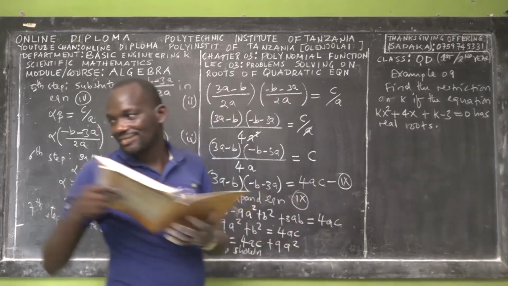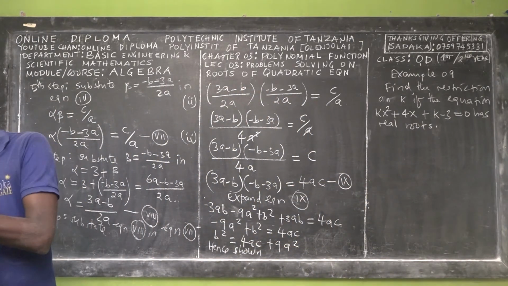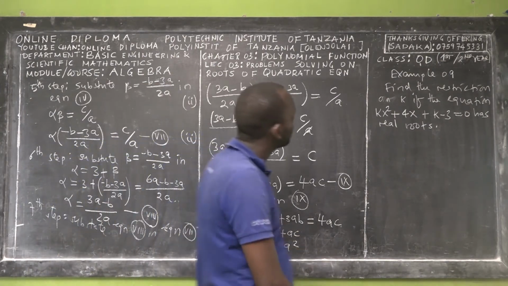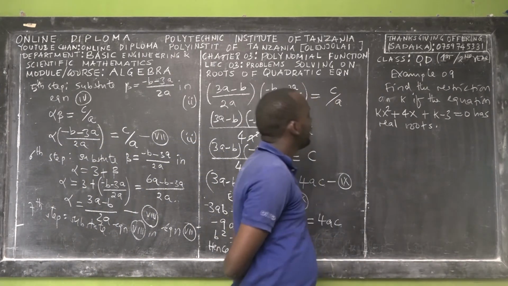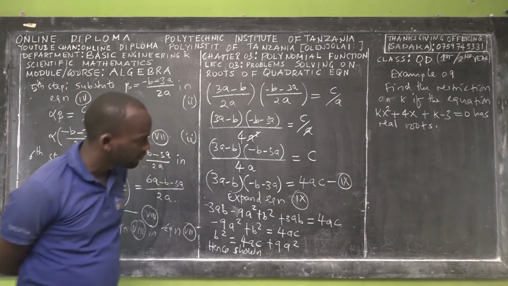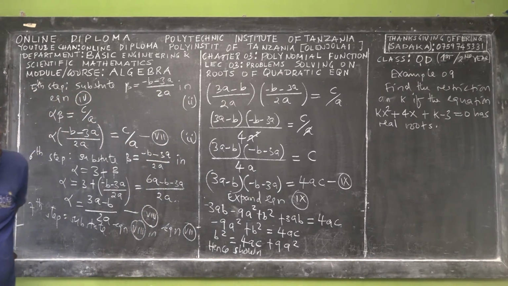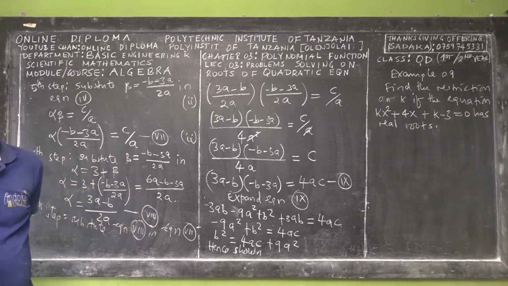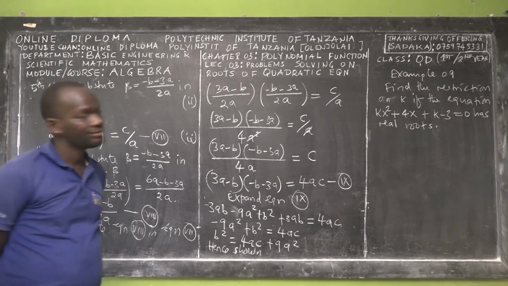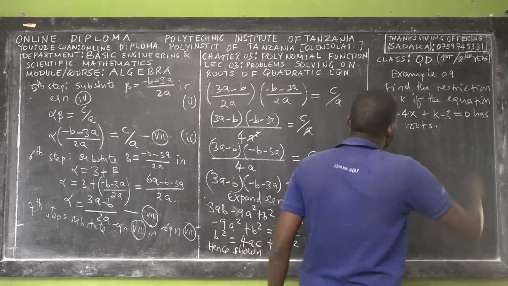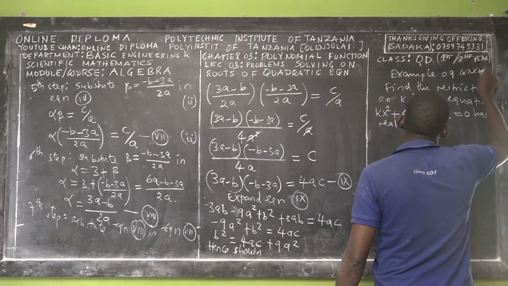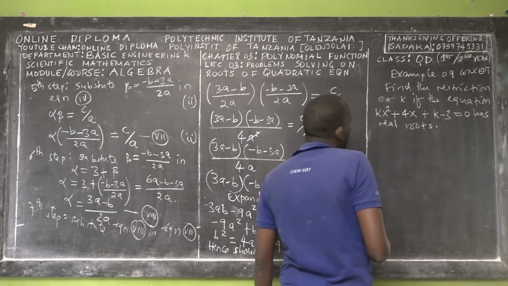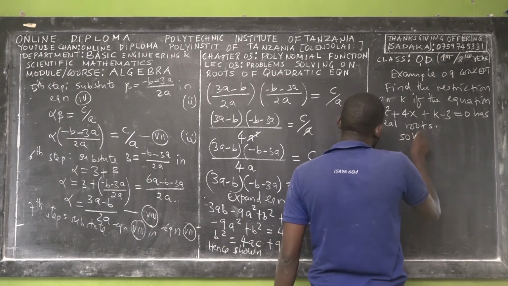That's example 9. Find the restrictions on k if the equation kx squared plus 4x plus k minus 3 is equal to 0 has real roots. You have to understand it and deal with it carefully. So this is a little bit conceptual, because we are going to change the pitch here.